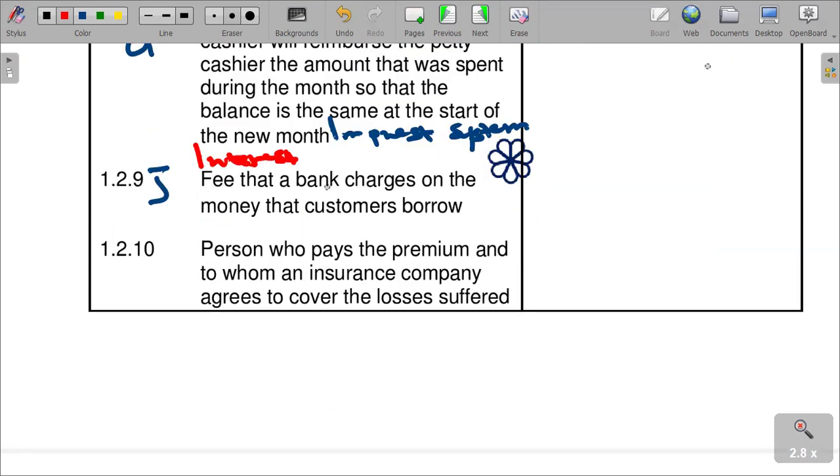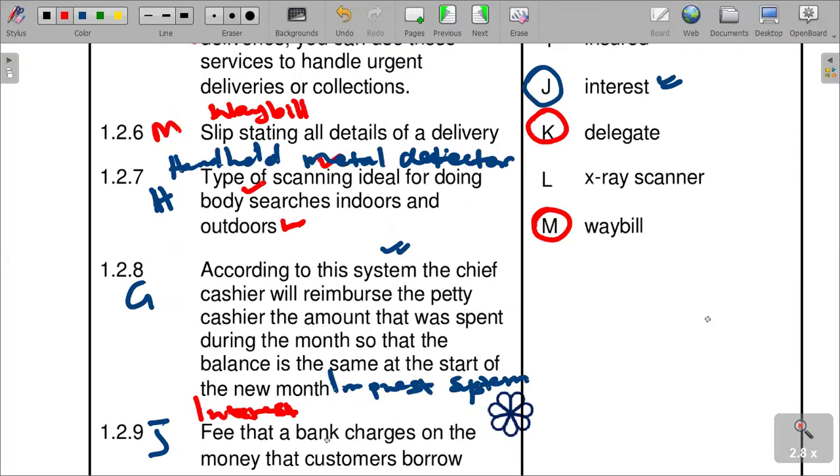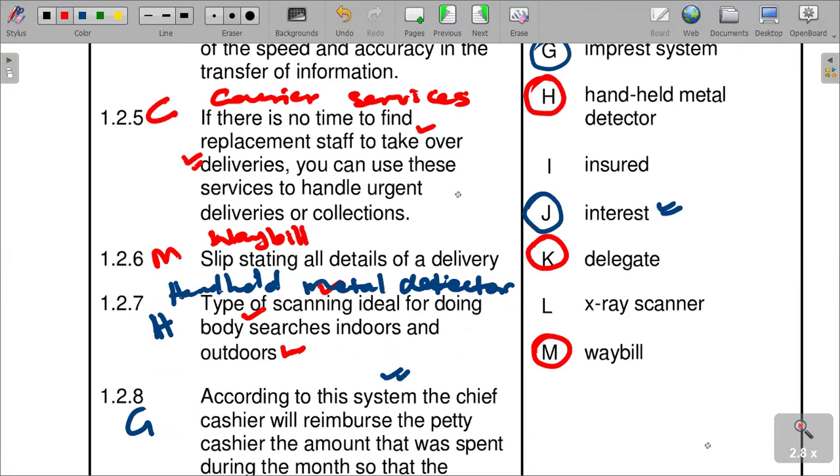And then number 10, a person who pays the premium and to whom an insurance company agrees to cover the losses suffered. I'm sure you know that is the insured. We talk about the insured and the insurer.